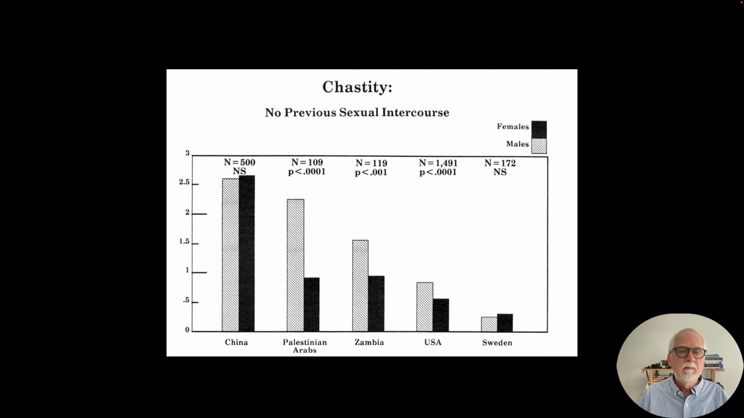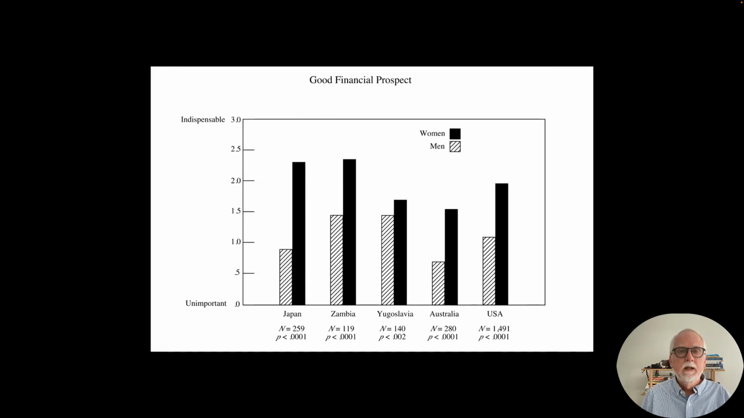When we get to Sweden, they have the lowest preference for having no previous sexual intercourse, and there's no gender difference there. Now, what about a good financial prospect? When you're thinking about mating with somebody, you're looking at this potential partner, how much does it matter how good their financial prospects are, what their earnings potential could be?